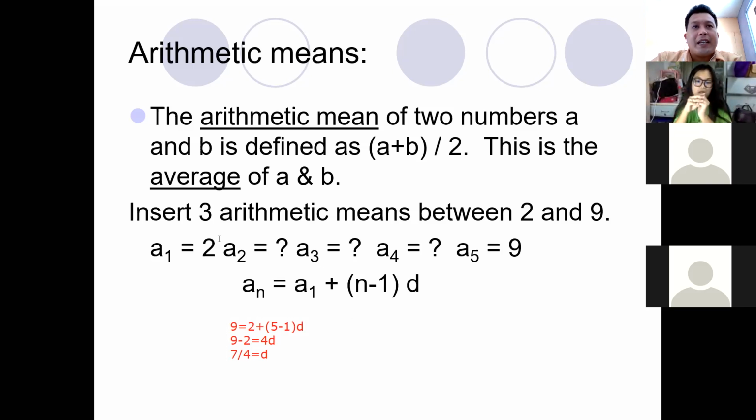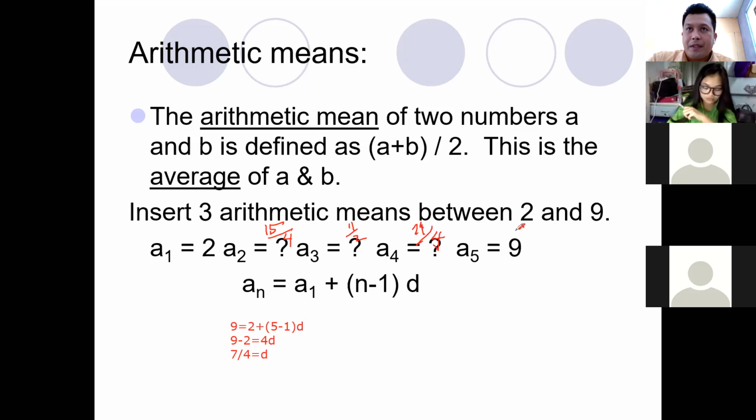Now we add this. 2 plus 7 over 4 is 15 over 4. So your second term is 15 over 4. Plus the same value, 7 over 4, gives 11 over 2, the third term. Then we have 29 over 4, and then the last value is 9.